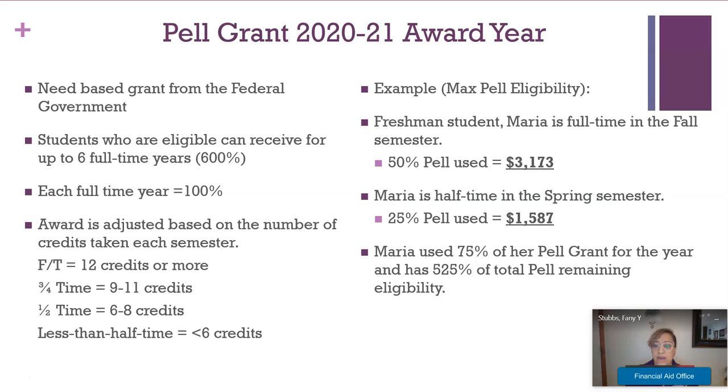When Maria comes back in the spring semester, if she decides to be a half-time student, remember 6 to 8 credits, she will be using 1,587, 25% of her Pell, which means that by the end of the year, Maria has already used 75% of her Pell Grant for the year and has 525% of total Pell remaining eligibility.